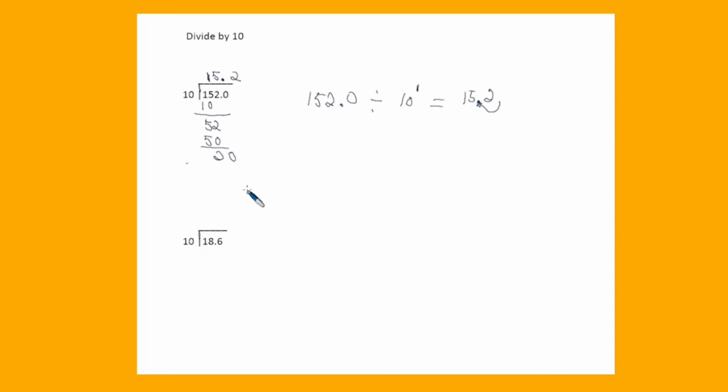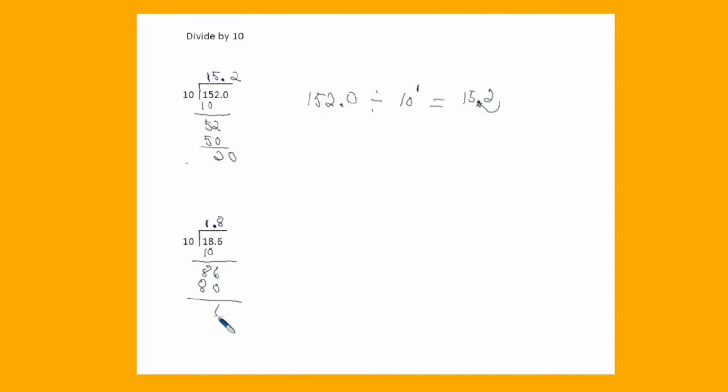And so if we go down here, we have 18.6. Let's see, my decimal point would be right there. So 10 goes into 18 one time, and that gives me my 10. And that leaves 8. And then bring down the 6. So that's going to be 86. 8 times 10 is 80.